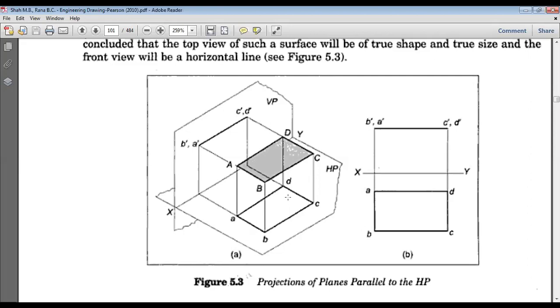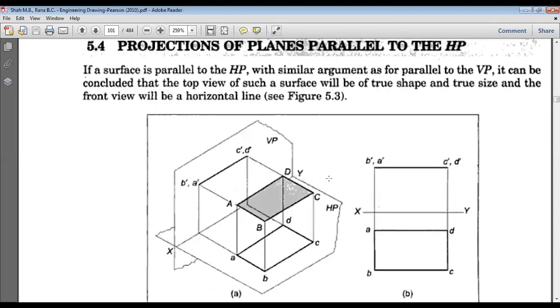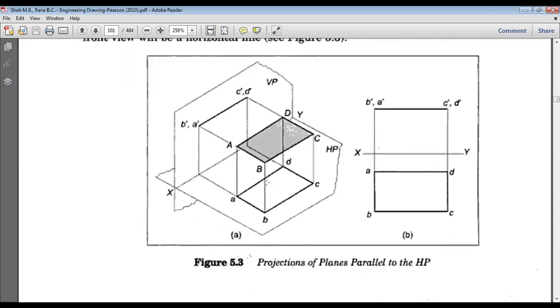In front view or top view? Top view, sir. Yes, in top view. See, whenever we project the planes which are parallel to HP, that means the horizontal plane, we are going to get a true shape whenever we draw the top view. So your first intention is to draw the top view, not the front view. Here we first have to draw the top view instead of the front view.